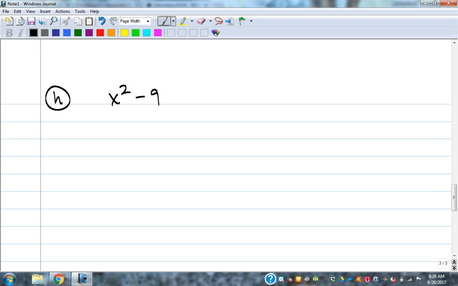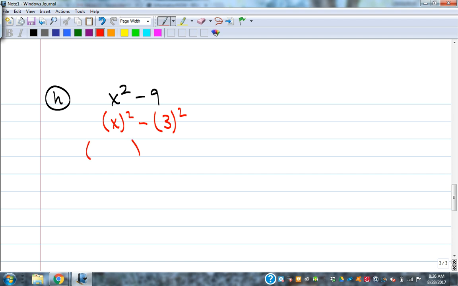GCF? No. How many terms? Two with a minus sign in the middle. That should tell us this is probably a difference of squares, so we check to make sure it is. What's squared minus something else squared? What squared is going to give me x squared? X. What squared is going to give me 9? 3. If you can rewrite it like that, that means it's a difference of squares.